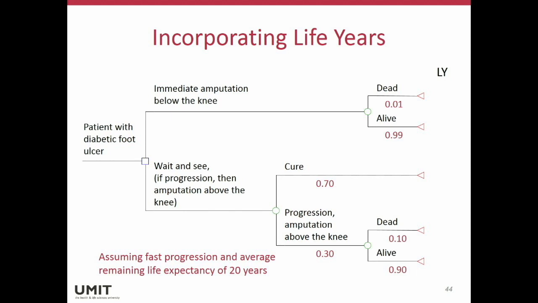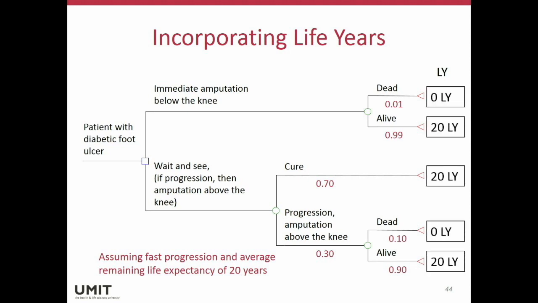So what now changes in the outcomes? What number do I put after the cure? Somebody's cured. How many life years does that person still have to live? 20, right? Because that's the life expectancy of these people. What about the person being alive after amputation below or above the knee? Also 20. So we're just replacing the outcomes with a 20 now, right? So that cannot change the result. Everything I've calculated before is now just multiplied by 20. But that's the type of decision modeling we do.